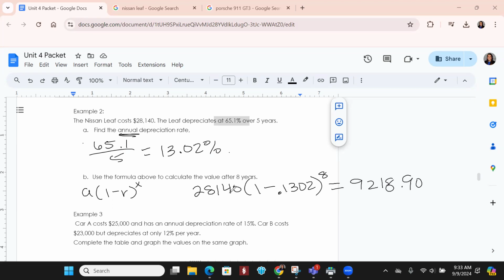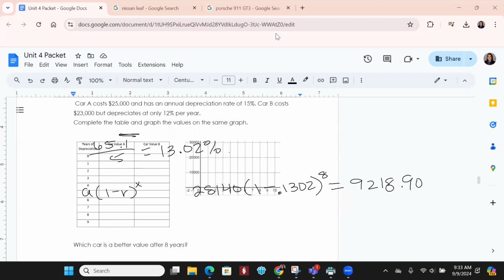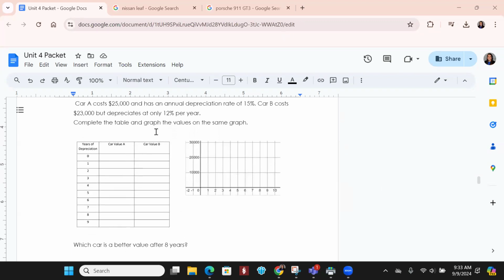All right. Example 3, car A costs $25,000 and has an annual depreciation rate of 15%. Car B costs $23,000 but depreciates at only 12% per year. Complete the table and graph the values on the same graph. You're going to probably need different colored pencils, or you can do pen and pencil. It doesn't matter to me.